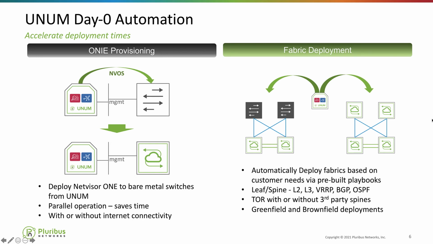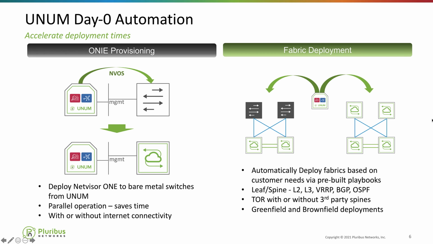UNUM incorporates 2 types of automation to accelerate deployment times. The first leverages the Open Network Install Environment, or ONIE, to install the Pluribus NetVisor 1 operating system onto bare metal switches. This is a parallel operation where 2, 4, 6, or more switches will get their configuration files and IP setup information from a DHCP server embedded in UNUM. If UNUM has access to the web, it can download and store NetVisor 1 files directly. If not, an offline provisioning capability is included that allows admins to upload the installer files into UNUM from a local machine. The second type of automation is fabric deployment.